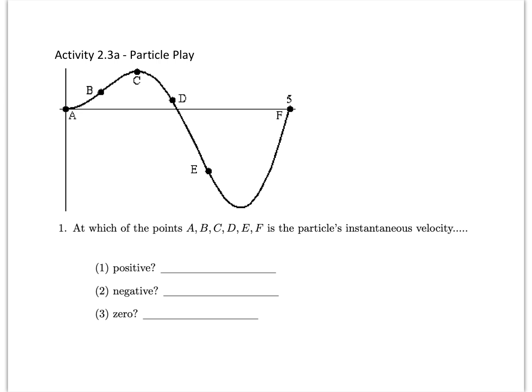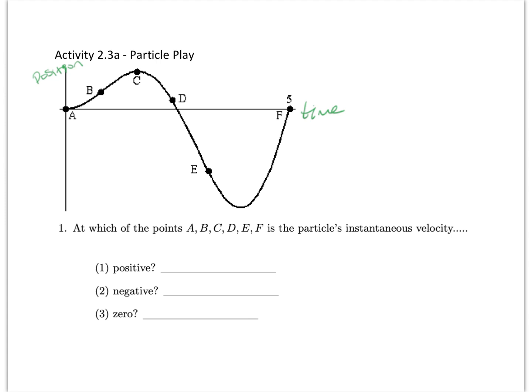Okay, now that you have tried this activity on your own, we can go through it together. So I have a graph here with several points labeled. At which of the points A, B, C, D, E, and F is the particle's instantaneous velocity positive, negative, and zero? It is important that I should have labeled these axes as time and position. So with those axes appropriately labeled, now we can answer the question.